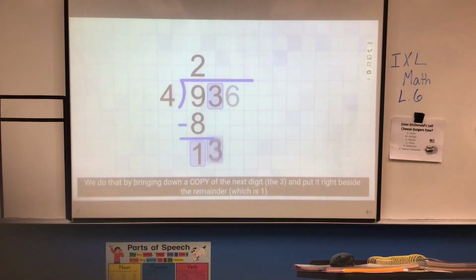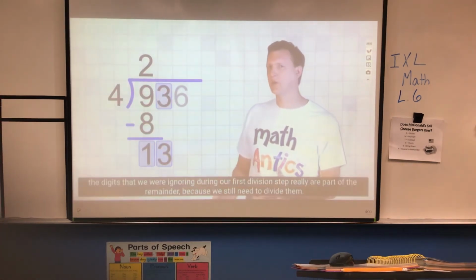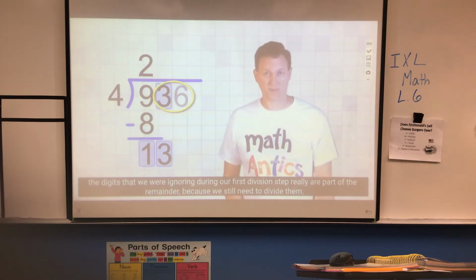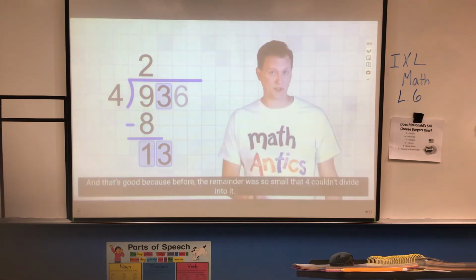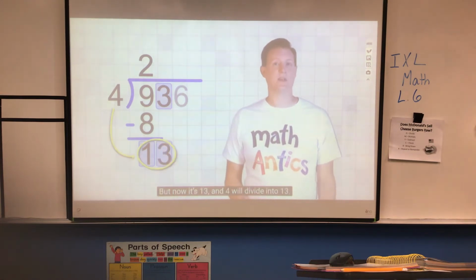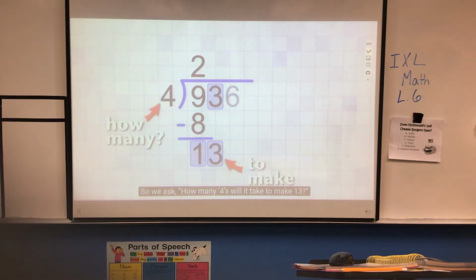We do that by bringing down a copy of the next digit, the 3, and putting it right beside the remainder, which is 1. When we do that, it looks like our remainder is 13. It's kind of like our remainder is teaming up with the next digit over. And if you think about it, that makes sense, because the digits that we were ignoring during our first division step really are part of the remainder because we still need to divide them. Okay, so bringing down that next digit makes our remainder bigger, and that's good because before the remainder was so small that 4 couldn't divide into it, but now it's 13 and 4 will divide into 13. So we ask, how many 4s will it take to make 13?